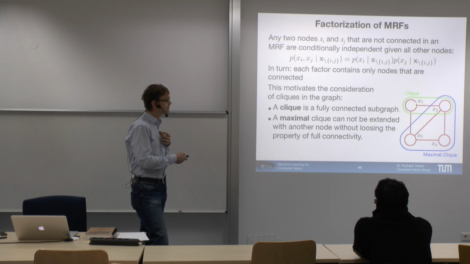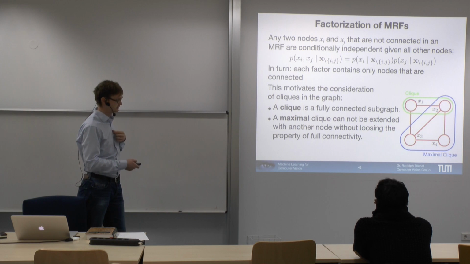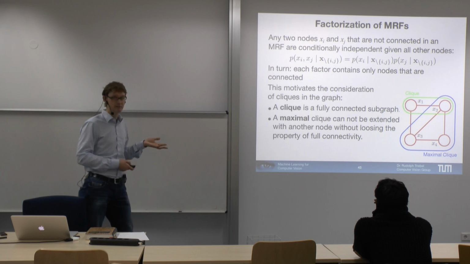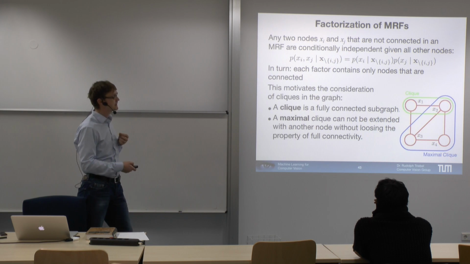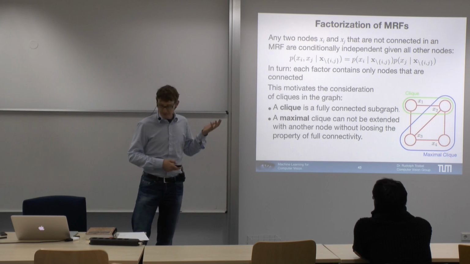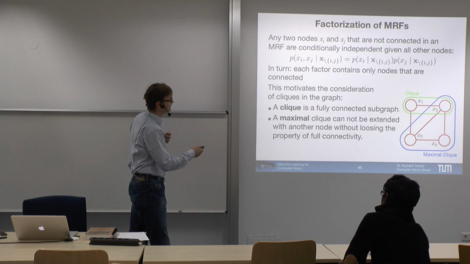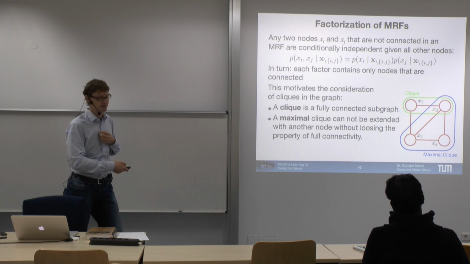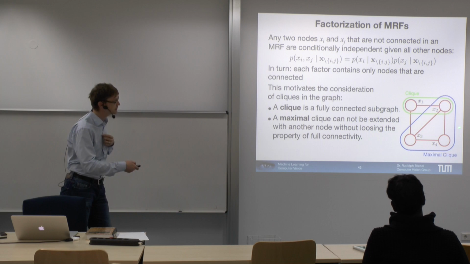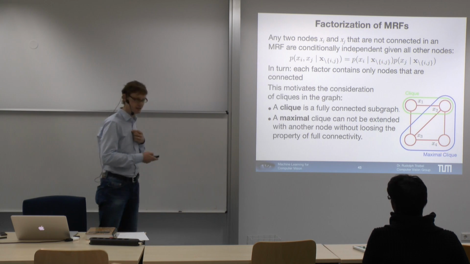We cannot add this node here to the maximal clique because there's no connection between x1 and x4. So the maximal clique in this graph is this one here. But of course, it's not the only maximal clique. There's another maximal clique here. There's a 3-clique here and a 3-clique here. Now, the idea is to represent the joint probability distribution as a product of factors over cliques. For every clique in the graph, we define a factor, and then we multiply all these factors into a big joint. This is the definition of a Markov random field.